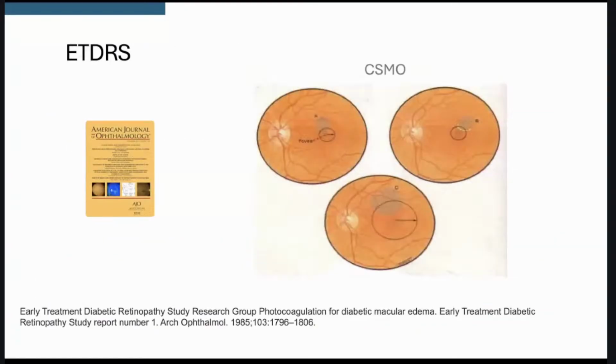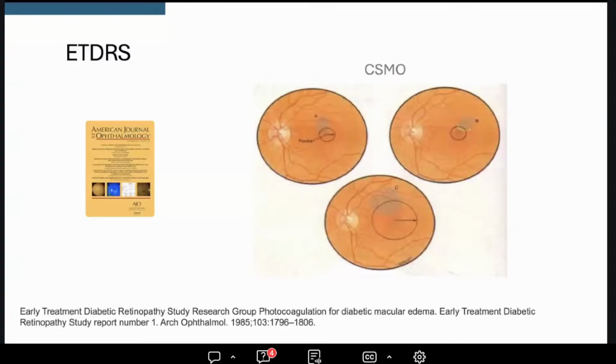And so if we go back to the beginning, prior to sort of the 1980s, there was no treatment for diabetic macular edema. And it was really the ETDRS study, the Early Treatment Diabetic Retinopathy Study, that in 1985 published this landmark study that showed that macular laser photocoagulation could reduce the risk of moderate visual loss by 50% at that 3-year endpoint. And another important thing that this study did was give us a definition of what clinically significant macular edema was.